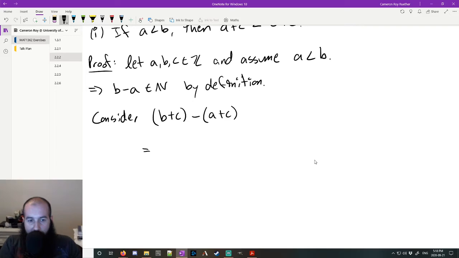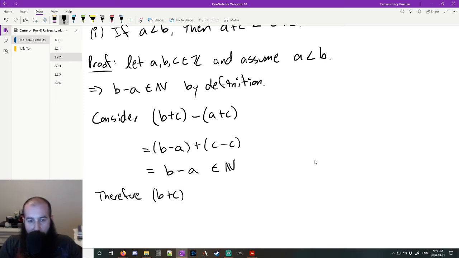We can rearrange and say that this is equal to b minus a plus c minus c, where c minus c is 0. So this is just equal to b minus a. But we know that b minus a is a natural number. So therefore, because b minus a is equal to this first expression, b plus c minus a plus c is a natural number, which means that a plus c is less than b plus c.